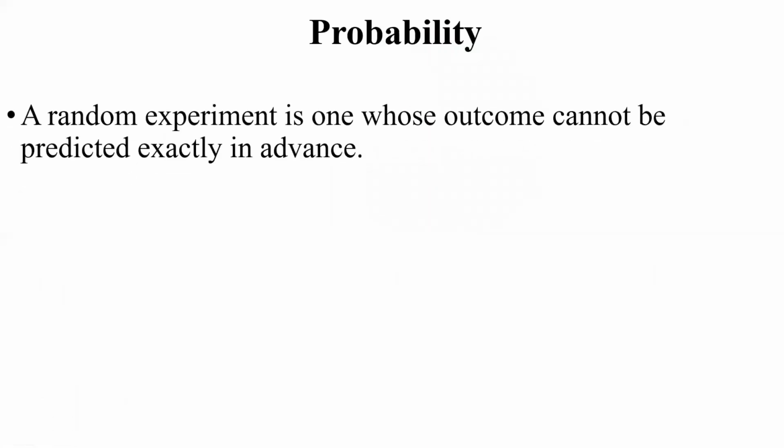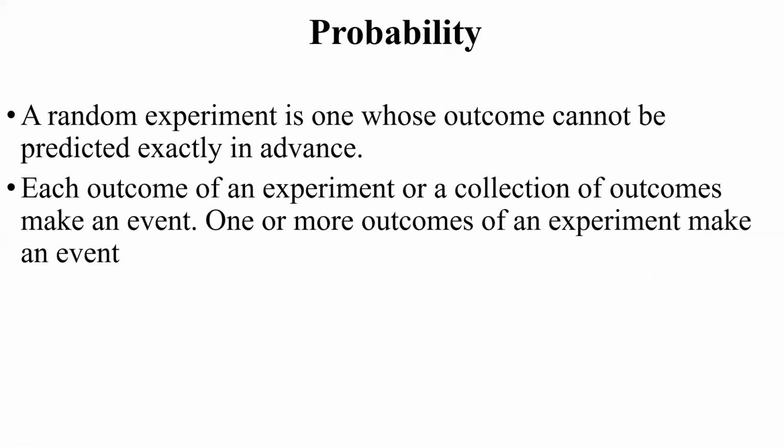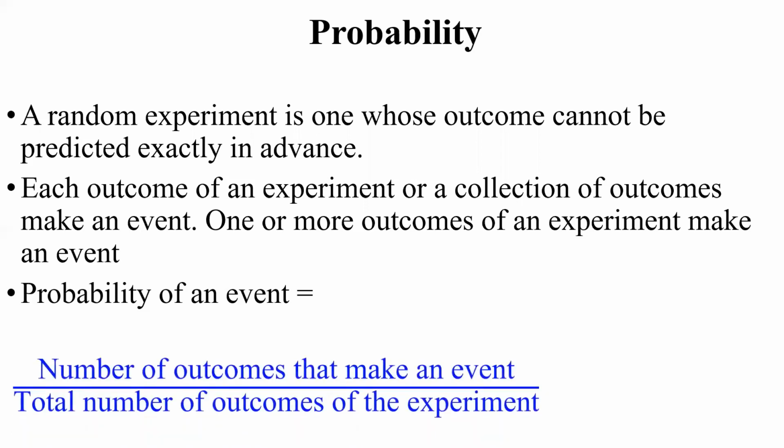Next is probability. A random experiment is one whose outcome cannot be predicted exactly in advance. Each outcome of an experiment or a collection of outcomes makes an event. One or more outcomes of an experiment make an event. And the probability of an event is calculated by the number of outcomes that make an event divided by the total number of outcomes of the experiment.